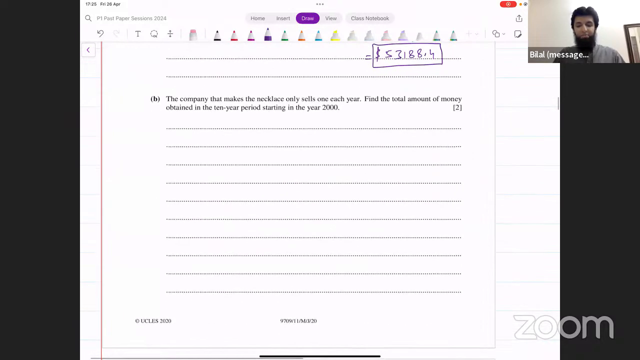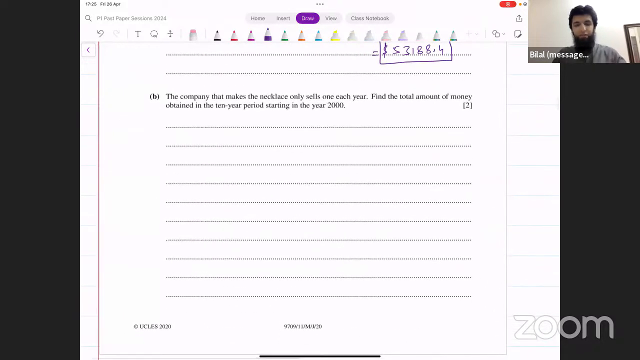Now it says the company that makes the necklace only sells one each year. Find the total amount of money obtained in the 10-year period starting in the year 2000. Now they're starting in the year 2000. What would be the 10-year period? When you start from 2000, 10 years complete in 2009. Right? Because 0 is also included. So 0, 1, 2, 3, 4, all the way up to 9. That's going to be 10 years.